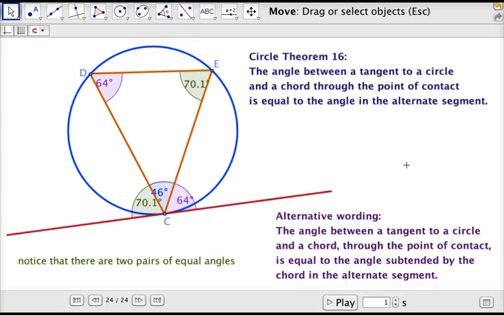In the other segment. Alternate means the other segment. Do you understand that? Right, look, watch. Okay. This is a chord. Yeah, I'll pause it. Got it down yet?